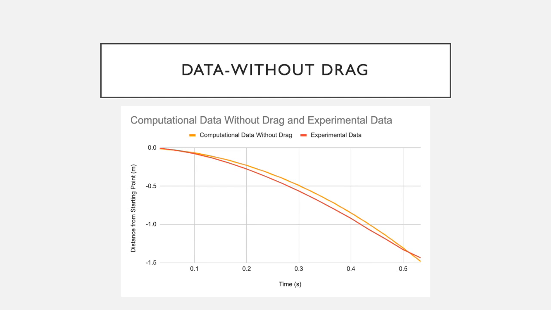The data points pulled from the computational model without drag and the experimental model were overlaid on a graph, and the computational data, represented by the orange line, appeared to have a more negative slope and predict less negative values than the experimental model showed.